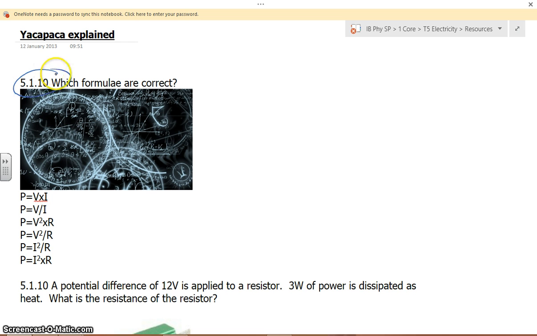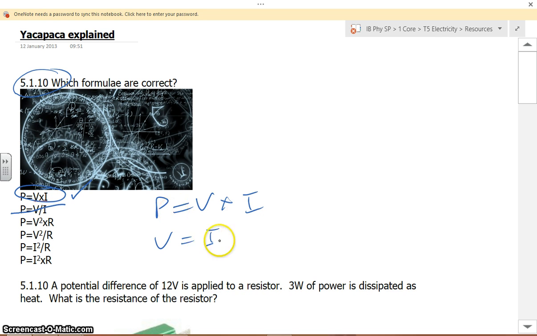Okay, so in 5.1, we've got this question. We haven't had a chance to go through this in class yet. You should know this formula from GCSE. Obviously that formula is complete rubbish. And then how do we get the other formulas down at the bottom? Well, we know that P equals V times I, and we also know that V equals IR. So there's a couple of things that we can do with that.